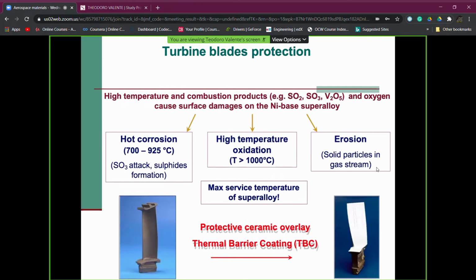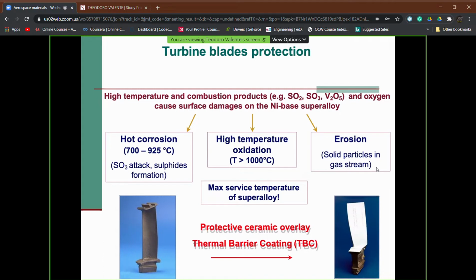In this case, the most known solution, as we are going to talk about the possibility to use ceramics now in the engine, is related to the use, as I mentioned to you, of the so-called thermal barrier coatings. And that is essentially a protective ceramic overlay on the blade, for example. Let's have this example.